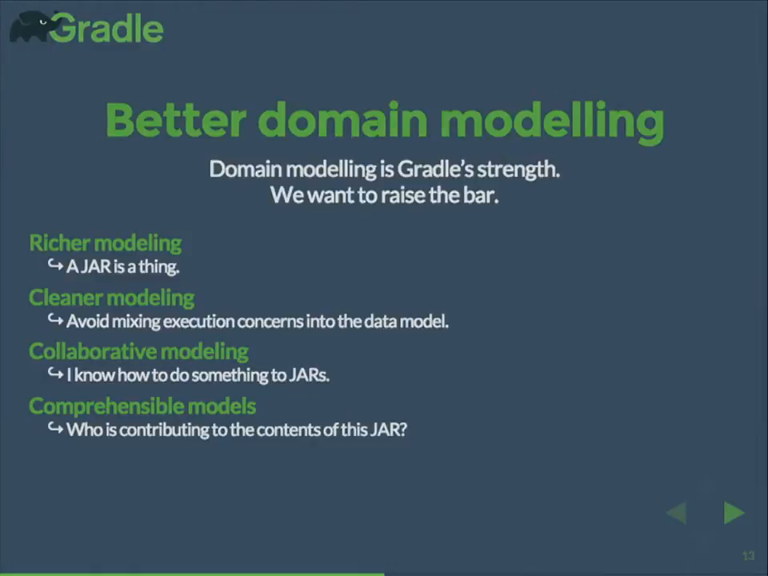So better domain modeling, what are some of the parts of better that we're interested in? Well, richer modeling. I want to model more things. Right now in the Java model, in the Java plugin, how do we model a jar? It's a task, right? So those two concepts are just completely smashed together. And that hurts us in a number of ways. And I'm using us, the collective us in this room.